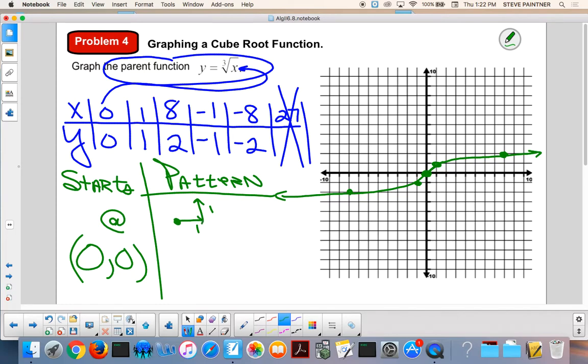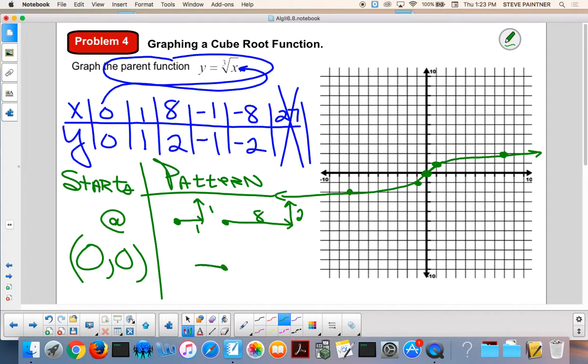Right 1, up 1. Then the next point is right 8, up 2. Just make another picture. Right 8, up 2. Okay? So when you start at 0, 0 and you go right, it's right 1, up 1, right 8, up 2. Well, who knows the next one after that? Right 27, up 3, but we're not doing that. Don't do that.